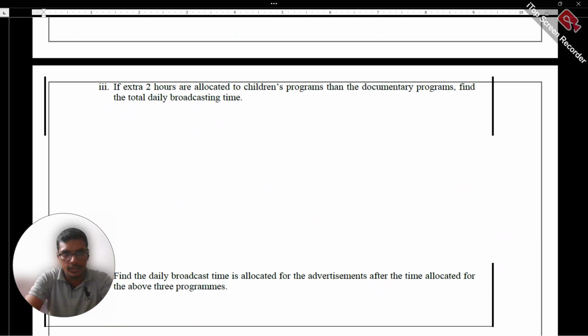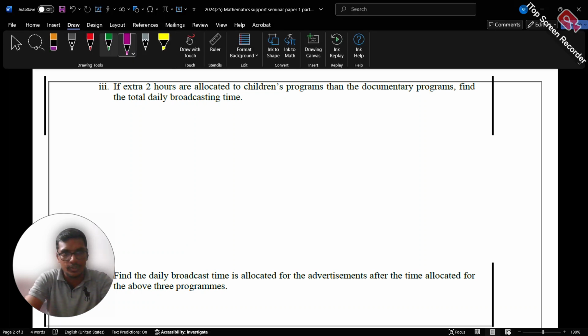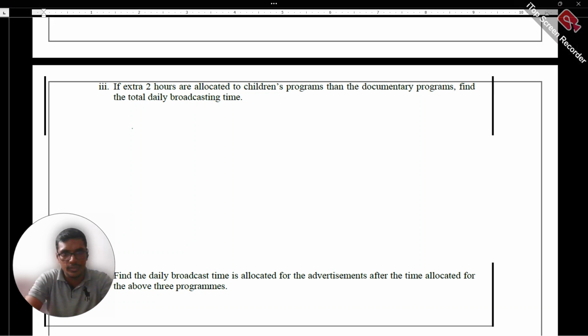What they're asking: if an extra 2 hours are allocated to children's programs than the documentary, which means the time allocated for children's is greater. So children's programs equals documentary plus 2. So I will send the documentary to the other side. From children's programs, if I subtract the time taken for documentary, it will be equal to 2 hours. Then we'll find what is that fraction.